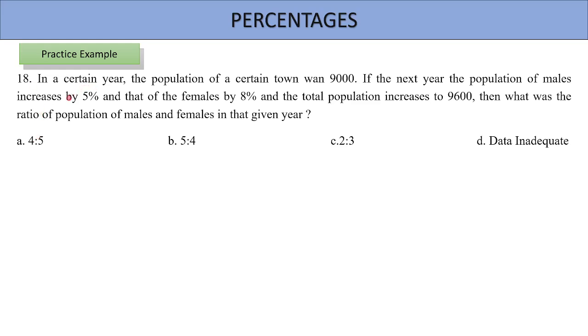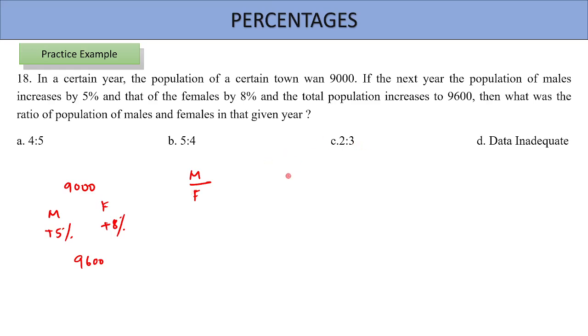So in a certain year, the population of a certain town was 9,000. And in next year, the population of males increases by 5% and that of female increases by 8%. And the total population increases to 9600. Then we have to find what is the ratio of males to that female in that given year. We have to find the ratio of male to that of female in a given year.